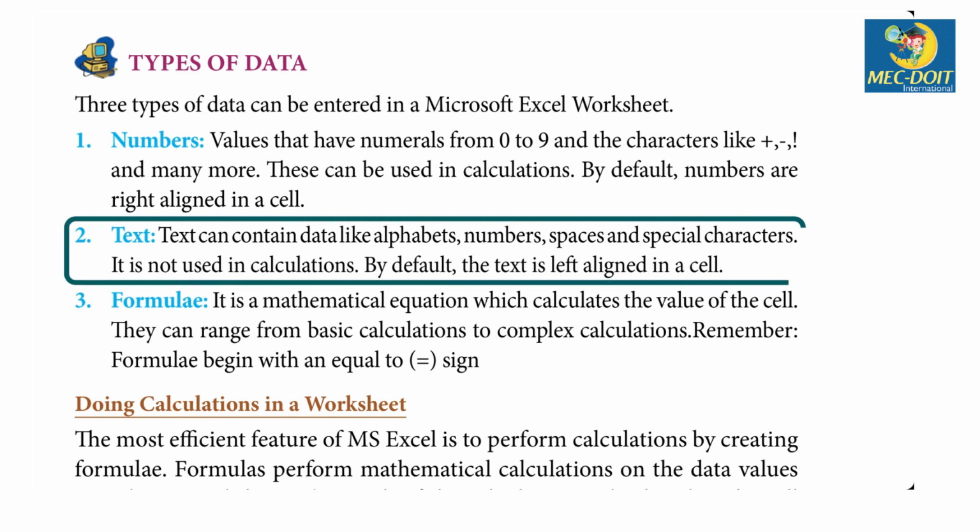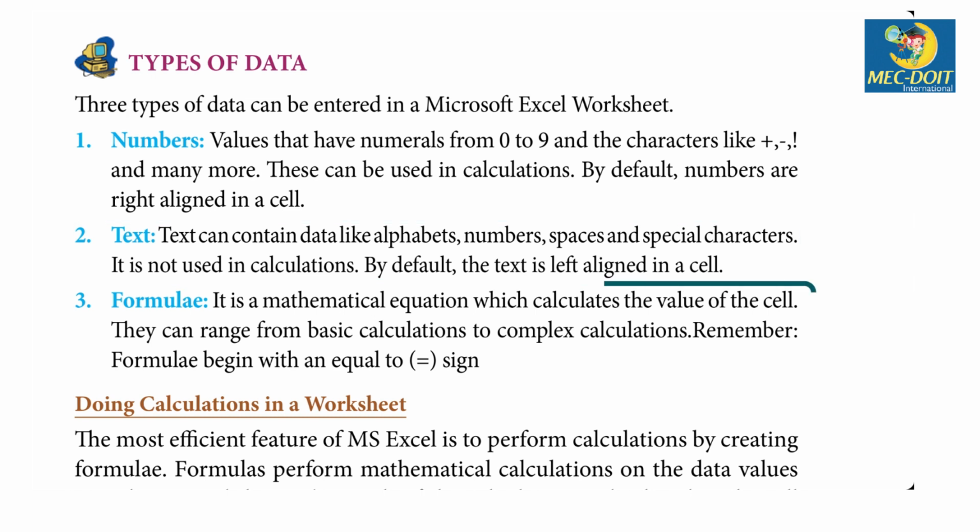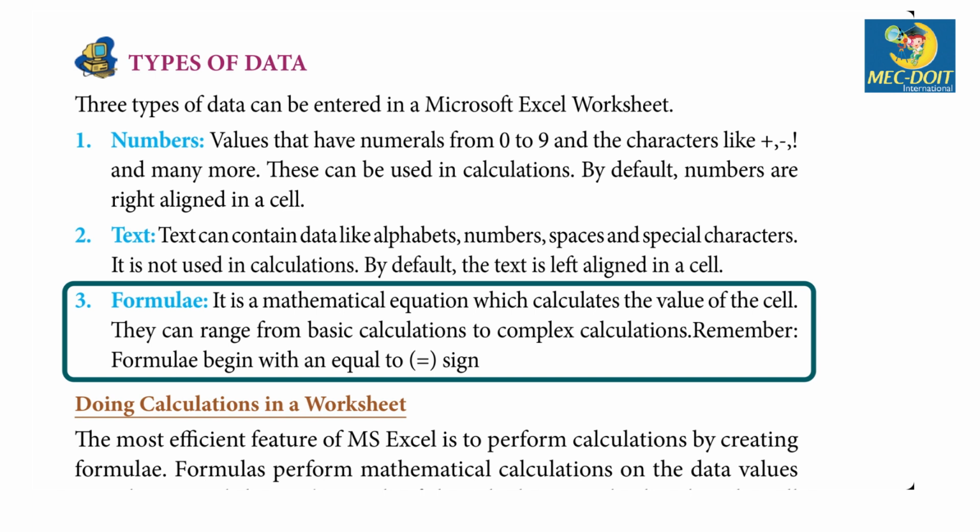2. Text. Text can contain data like alphabets, numbers, spaces and special characters. It is not used in calculations. By default, text is left aligned in a cell. 3. Formula. It is a mathematical equation which calculates the value of the cell. Formulas can range from basic calculations to complex calculations.